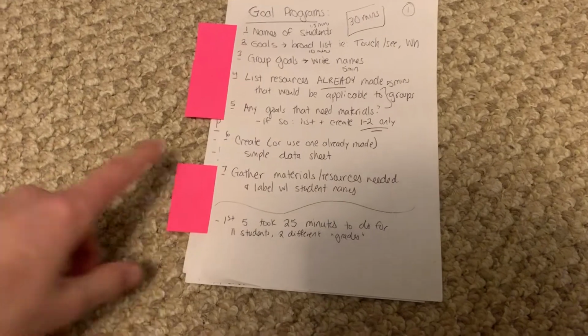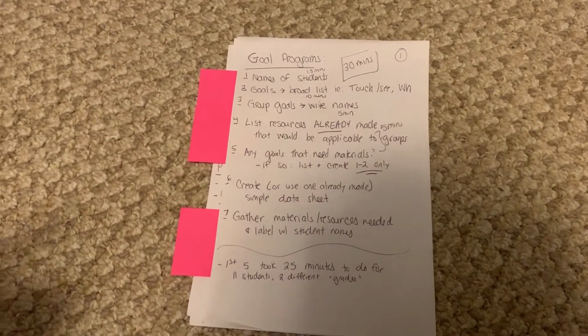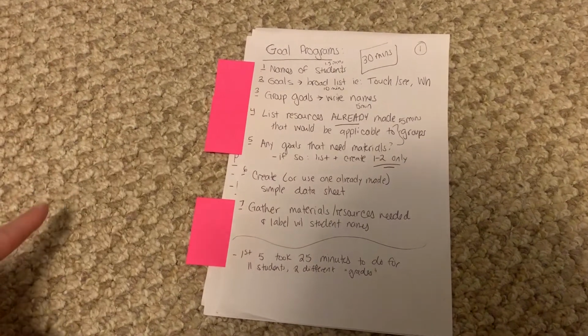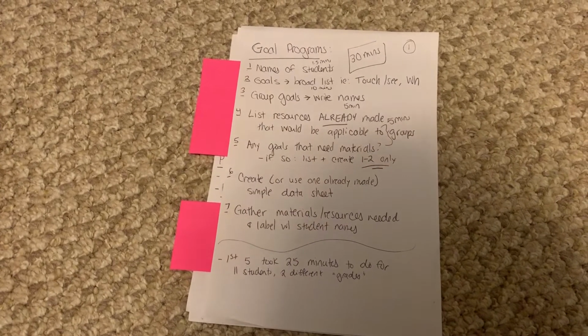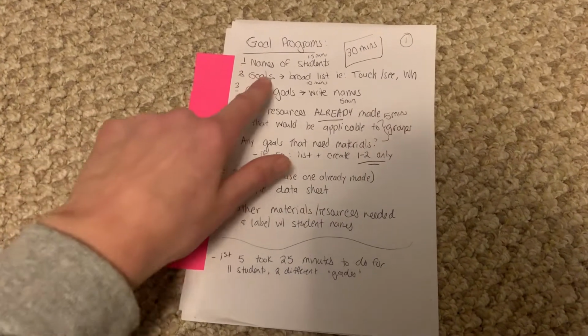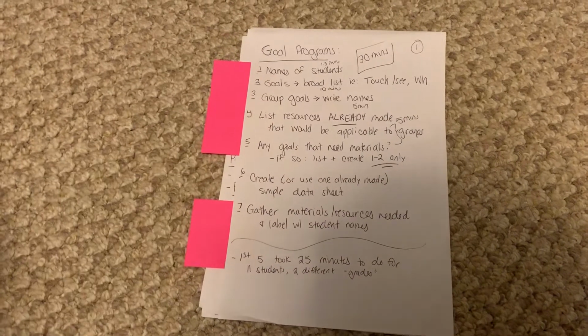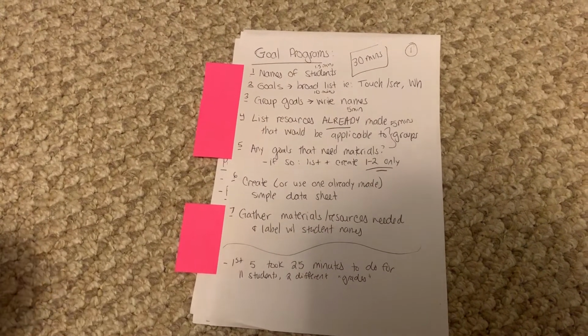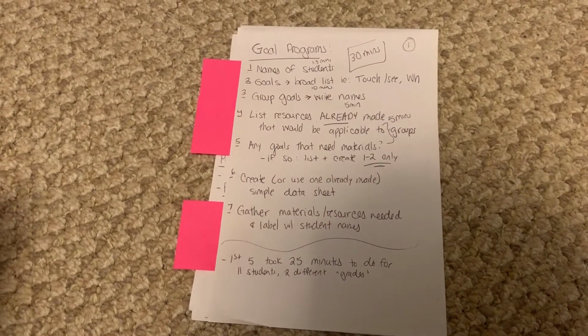I gathered around 7 steps. And so the first thing that you want to do is write the name of your students. That took me about 1.5 minutes. Make a broad list of the goals. So as in touch C, WH questions, object counting. This shouldn't take you too long.